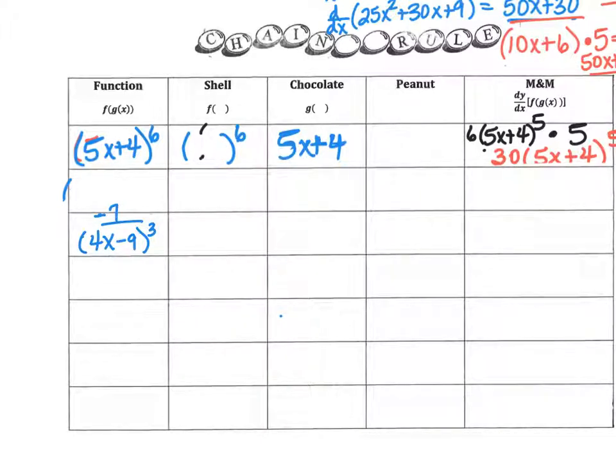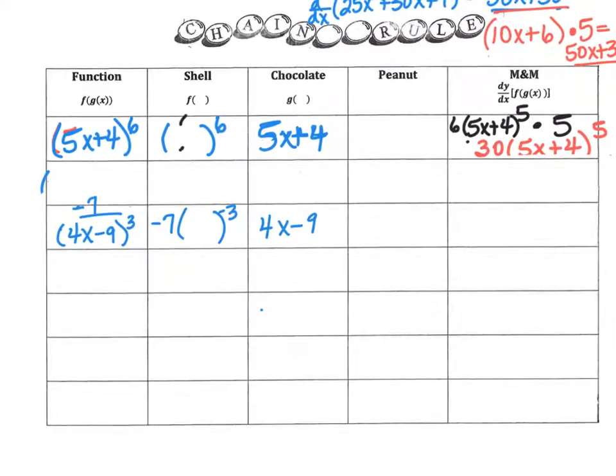If we rewrote it, we would have negative 7 times something to the negative 3rd. Now, what's that something? 4x minus 9. Notice the negative 7 is not being raised to the 3rd. Okay, so let's take the derivative of each piece.